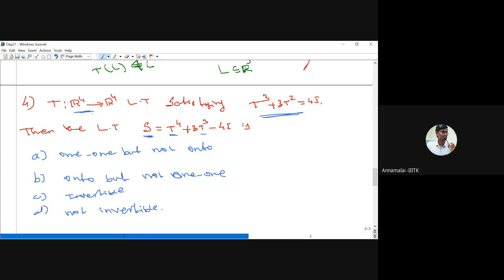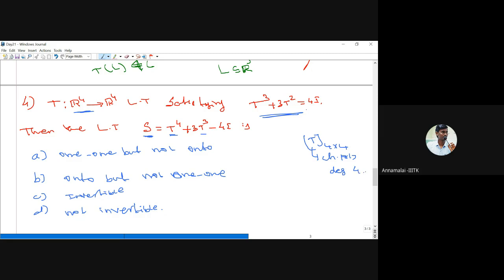Okay, because it's a 4 by 4 matrix. If you consider T, this T is actually nothing but a 4 by 4 matrix, because the domain and codomain have dimension 4. Therefore, the degree of the characteristic polynomial of T should be 4.